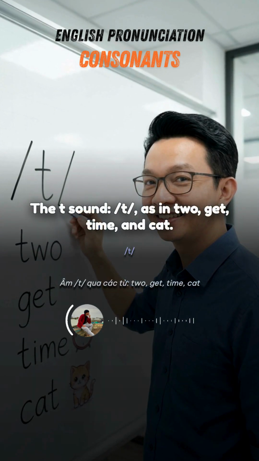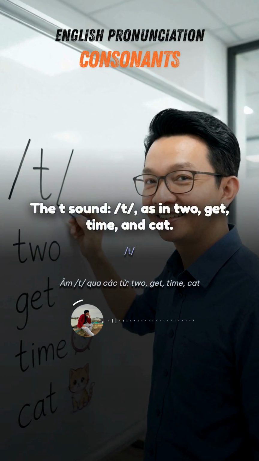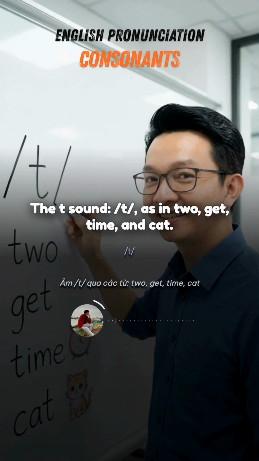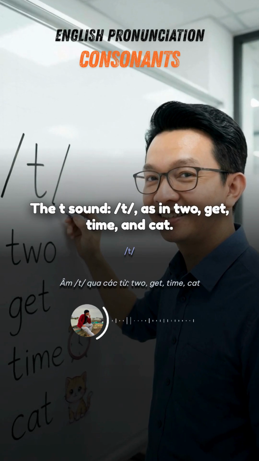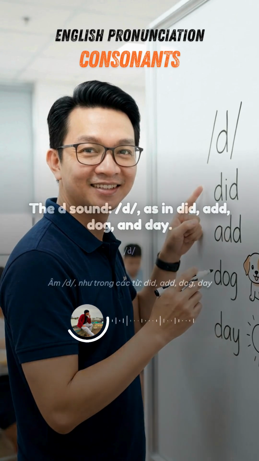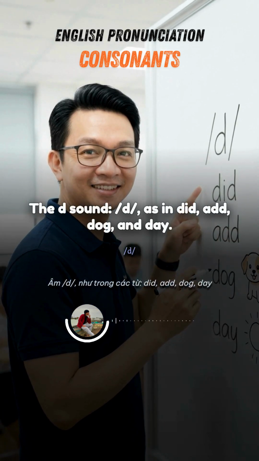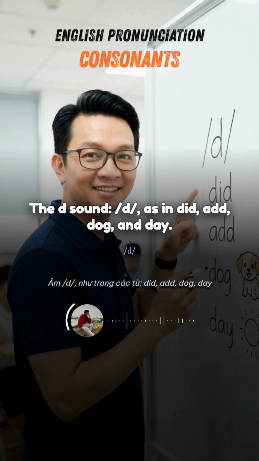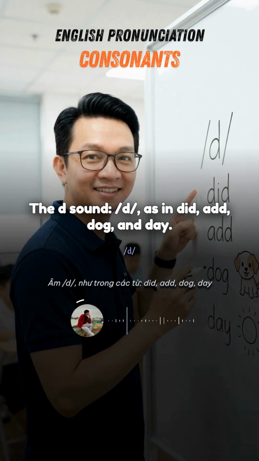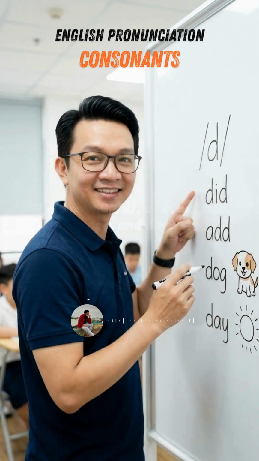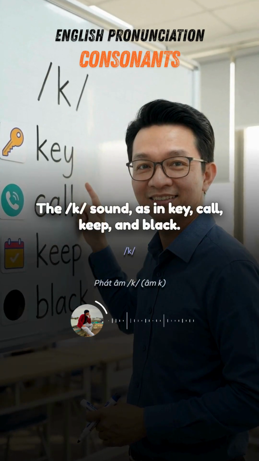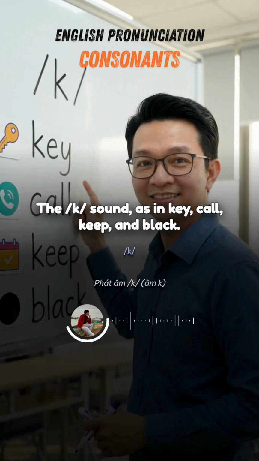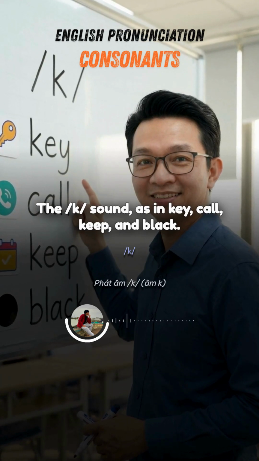The T sound, as in to, get, time, and cat. The D sound, as in did, add, dog, and day. The K sound, as in key, call, keep, and black.